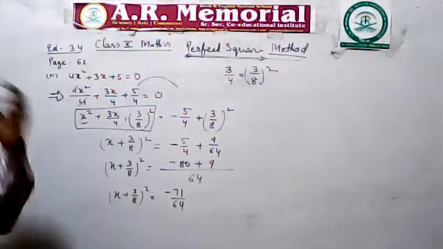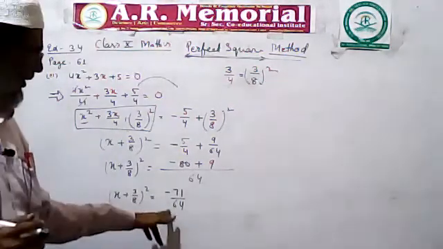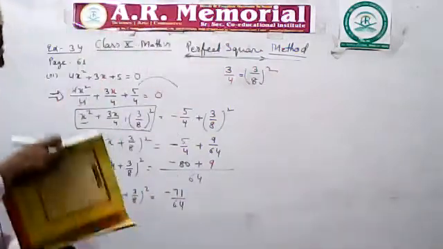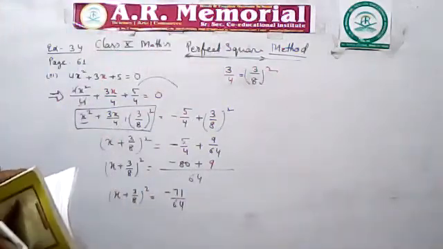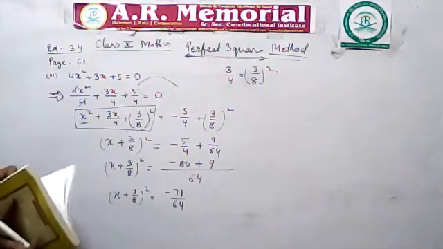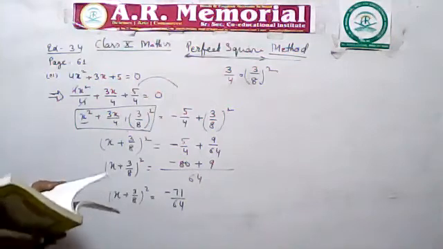What can we do? Now the square goes to that side. You can get the square root of this, but unfortunately 71 is not a perfect square. So what can we write? We can only write in the same form.